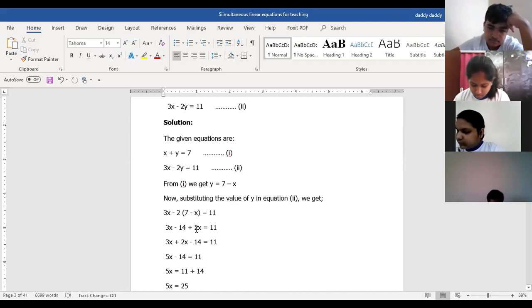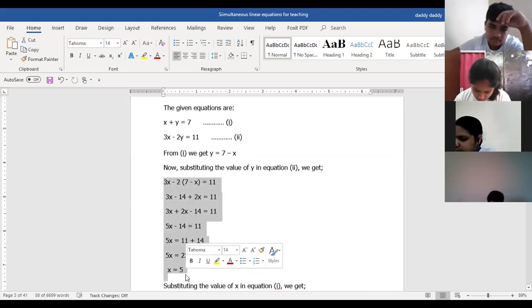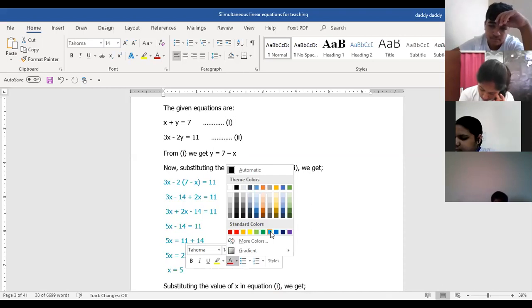Then it becomes very simple, because now out of two variables, one variable is not there. It has become a simple linear equation in one variable. And from this equation, you get the value of x as 5 after solving this equation. Look over here, I have highlighted this. So you get the value of this.